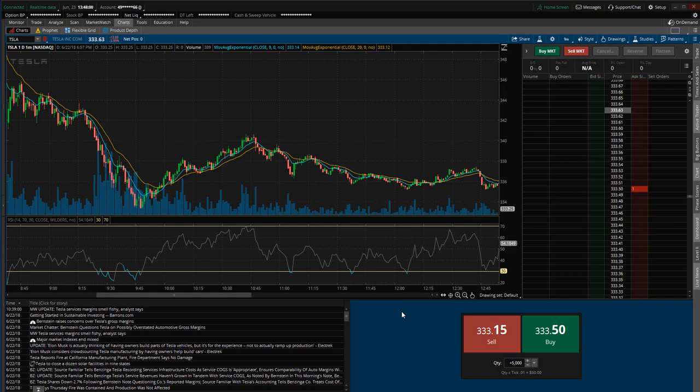Alright, so what does RSI stand for? It stands for Relative Strength Index. And basically what it demonstrates is momentum. It measures the speed and change of price movements. So this box right here is what RSI is. This is what it looks like.